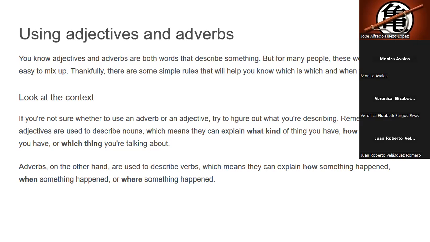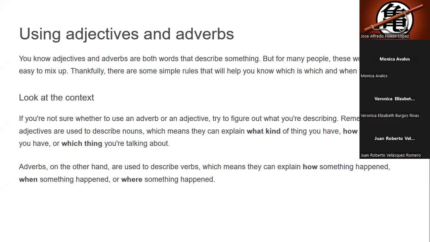Remember, adjectives are used to describe nouns, which means they can explain what kind of thing you have, how many things you have, or which thing you're talking about. Adverbs, on the other hand, are used to describe verbs, which means they can explain how something happened, when something happened, or where something happened.